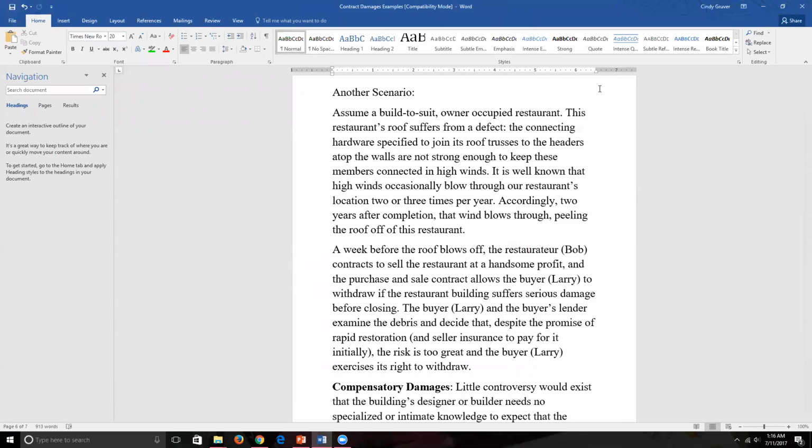Well, Bob has somebody come out to evaluate what went wrong with this building, and the expert opinion identifies the roof problem, and so Bob wants to sue the contractor who built the restaurant. And so the issue is, well, what kind of damages can Bob collect in this situation?